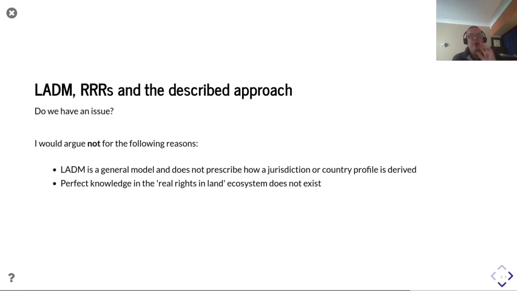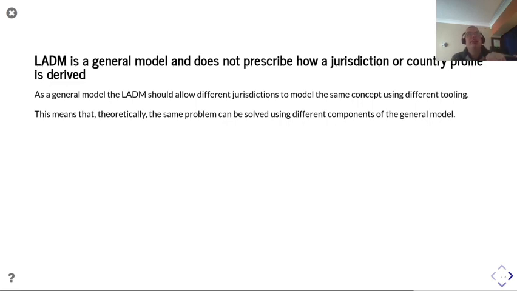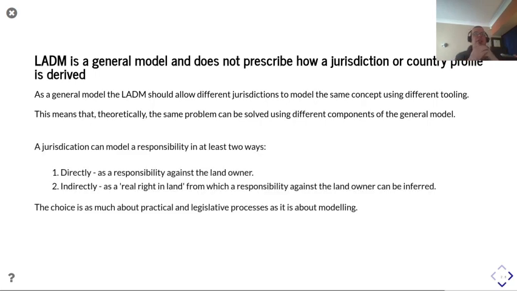I would argue not, for the following reasons. First, LADM is a general model and does not prescribe how a jurisdiction or country profile is derived, and perfect knowledge in the real rights in land ecosystem does not exist. I'll unpick both briefly. As a general model, the LADM should allow different jurisdictions to model the same concept using different tooling. If the LADM describes multiple ways of modelling something, you can plug it together in whatever way suits you, so you can solve the same problem using different approaches within the modelling package.